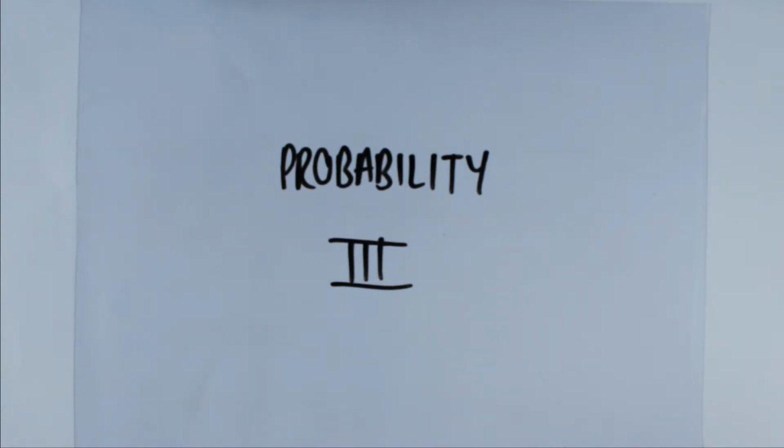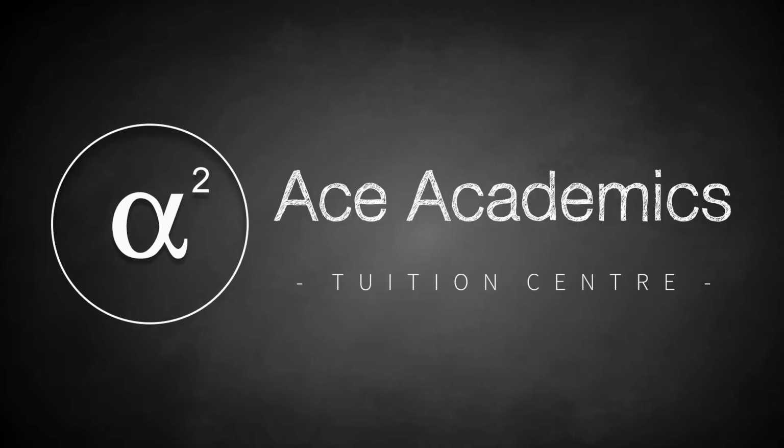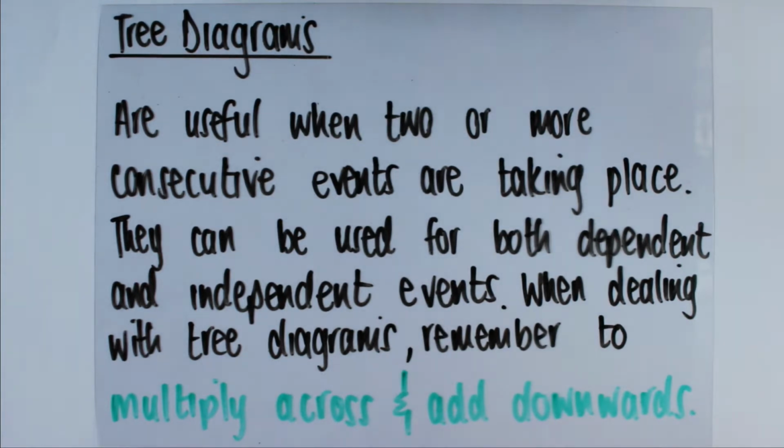Today we will be looking at part 3 of probability. In the previous video we looked at Venn diagrams. In today's video we will be looking at tree diagrams. Tree diagrams are useful when two or more consecutive events are taking place.